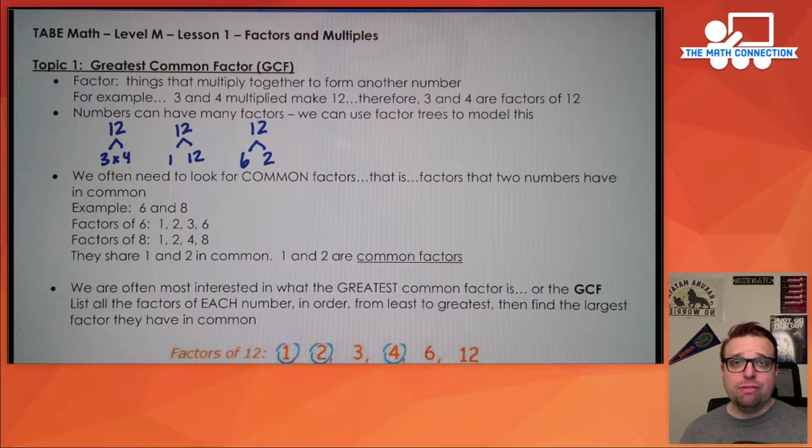Well, you also have 2 and 4. 2 times 4 makes 8, okay? So that's it. That's all the factors that you have.